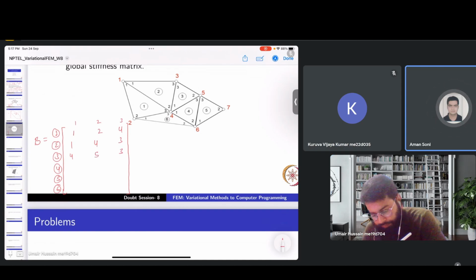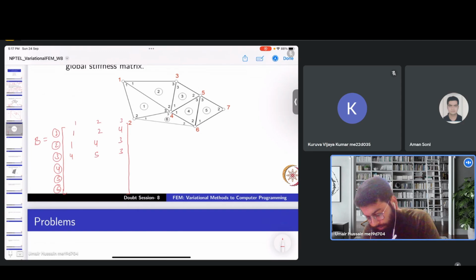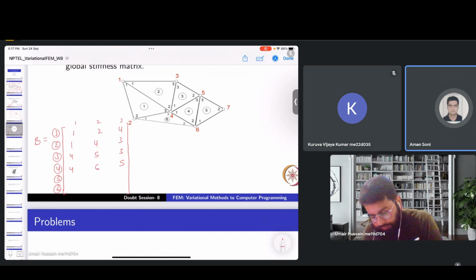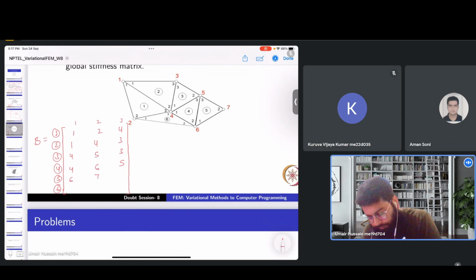Next is 4, 6, 5. Yes, 4, 6, 5. And then for element 5 it is 6, 7, 5. Yes. And then for element 6 it is 2, 6, 4. Right. Very good.